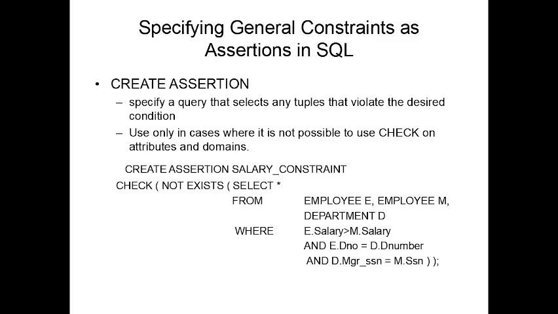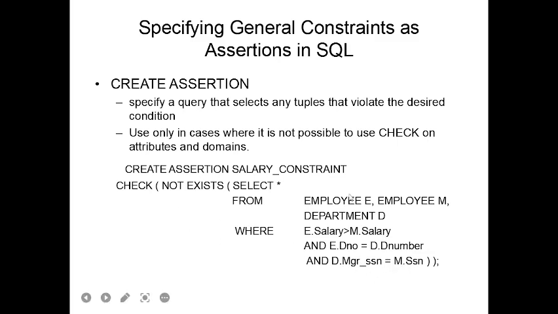Okay. So here we are using select star, which means we'll be taking all the tuples from the employee and department tables; for employee we have given different aliases, and where we are checking E.salary is greater than M.salary, and these are joined using Dnumber and SSN. Okay, so E.Dnumber equal to D.Dnumber, and D.Mgr_ssn equal to M.SSN.